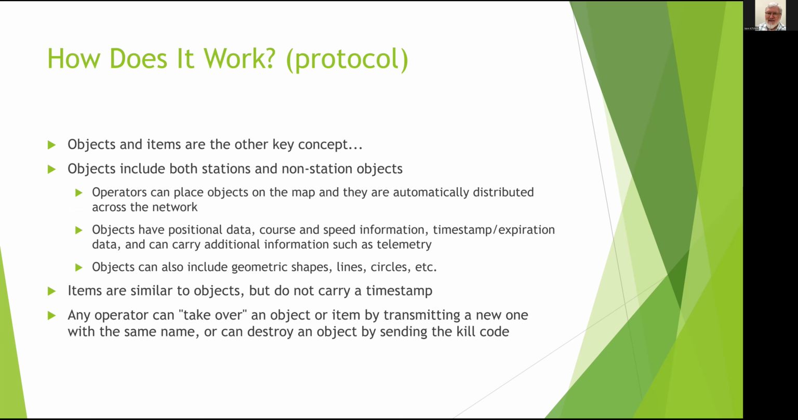So I can, as an operator, publish an object and it will automatically get sent out. Objects can have positional information. They can have course and speed information. They can have a timestamp or expiration date. They can carry additional information such as telemetry, weather, that kind of stuff. Objects can also be geometric shapes like lines, circles, things like that, polygons.